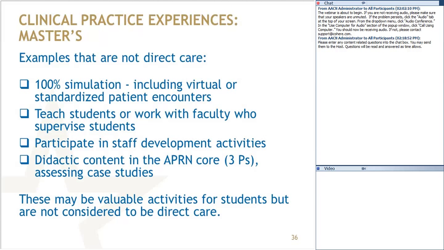Can you give some examples of how a program might make some decisions as to how much time, and I don't mean for you to give specific hours, but how decisions could be made related to direct care experiences and indirect care experiences? I presume that these are directly related to the expected student outcomes and the program outcomes.